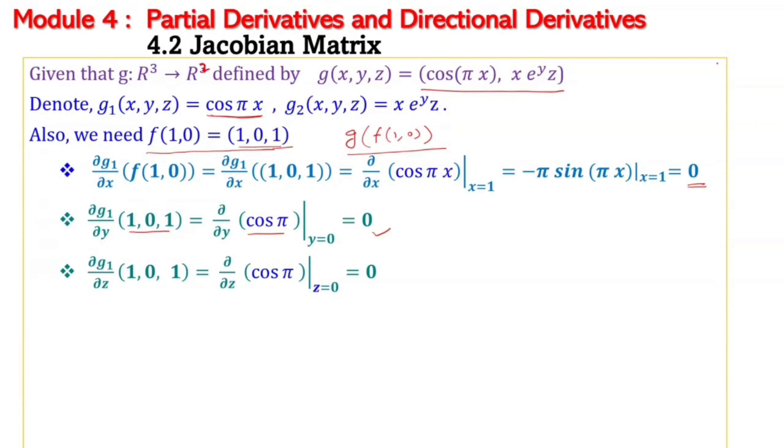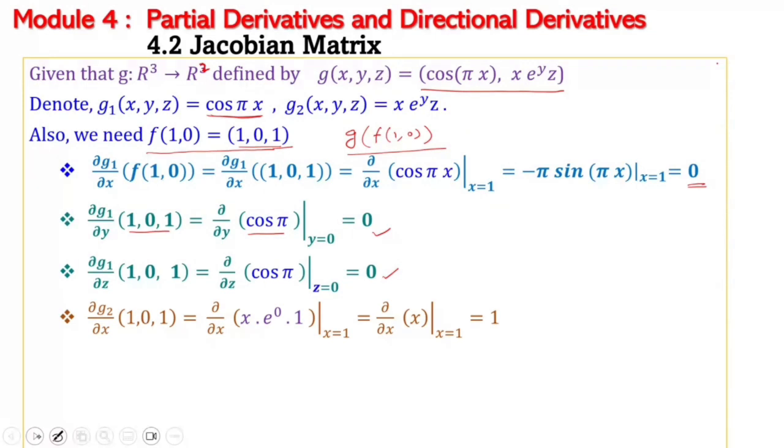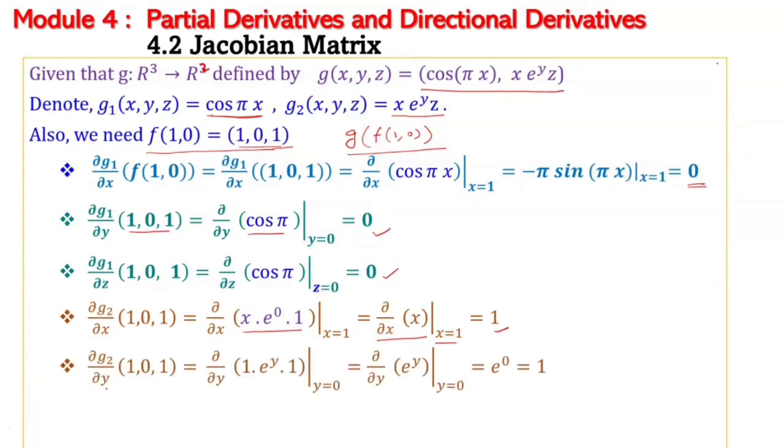Then here we have to do with respect to g also, and again like the y we have here, the derivative is equal to 0. Now we'll calculate for G2. So G2 at 1, 0, 1 with respect to x. So if you keep x as the variable, y is 0, z is equal to 1. So it will become x e to the power 0 times 1, which is nothing but the partial derivative with respect to x at x equal to 1. So this is equal.